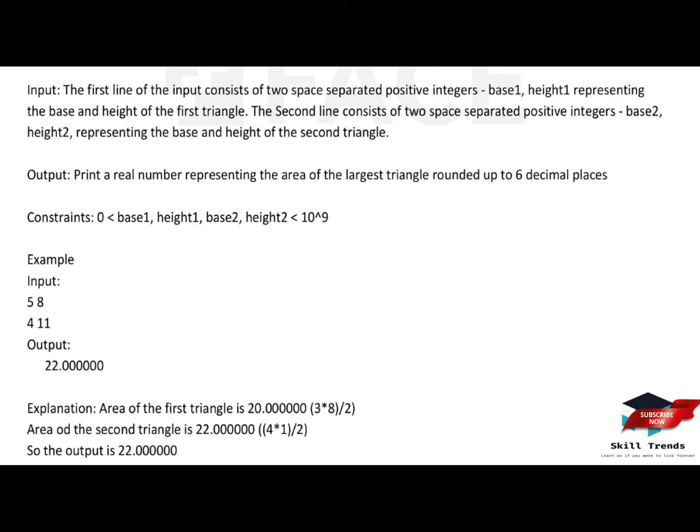In the example input, for the first triangle the base is 5 and the height is 8, and for the second the base is 4 and the height is 11. The output is 22 point something, up to 6 decimal places. They have also given an explanation: the area of the first triangle is this much and the area of the second triangle is this much, so they have printed the output as 22.